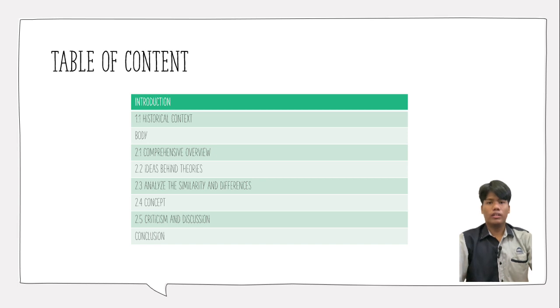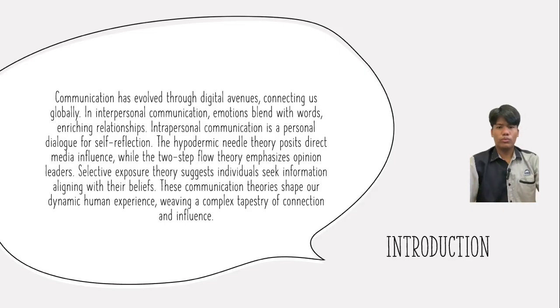In the writing, the table of contents contains the introduction, historical context, and the body, which has a comprehensive overview, the ideas behind the theories, and an analysis of the similarities and differences, concept, criticism, and also the conclusion. First, we go on to the introduction.